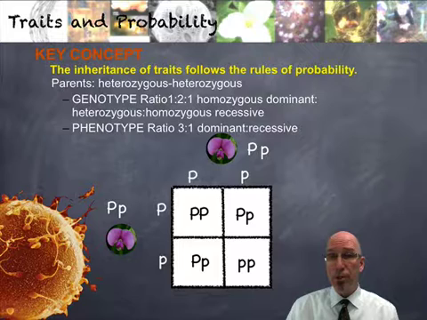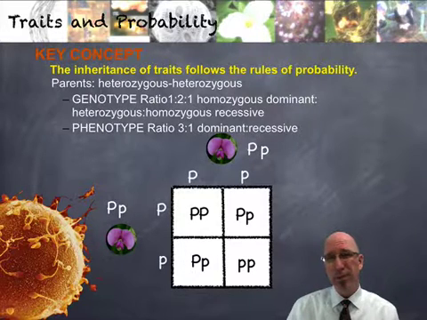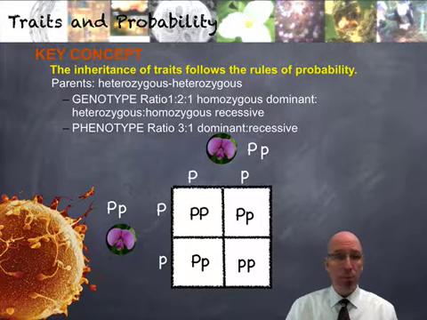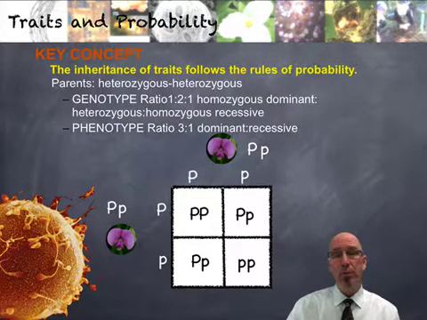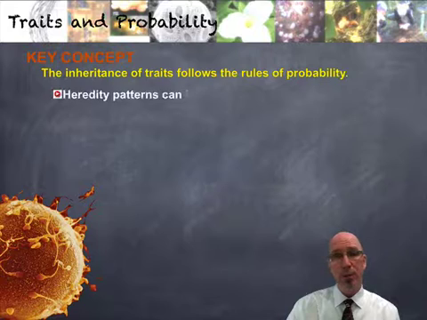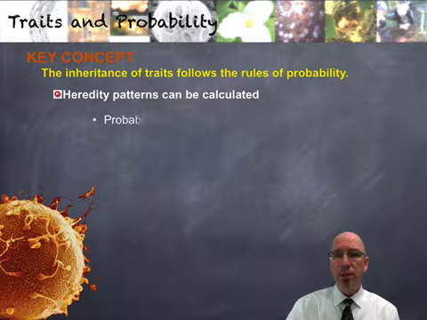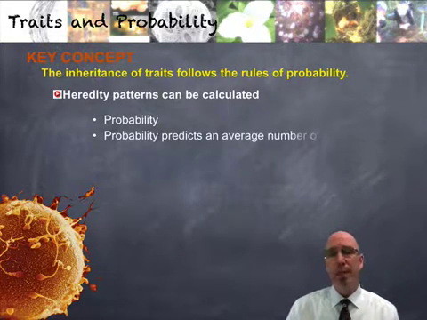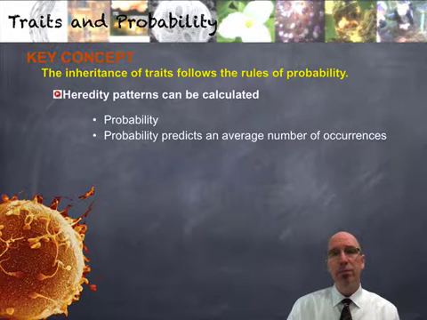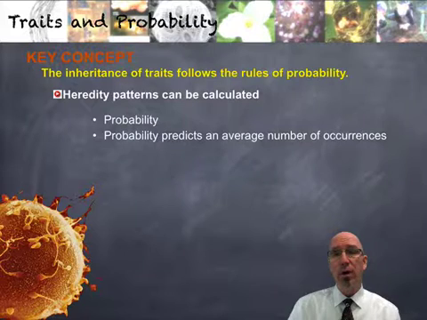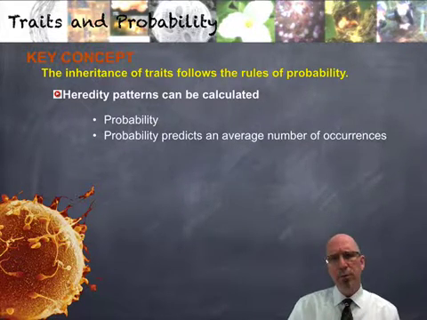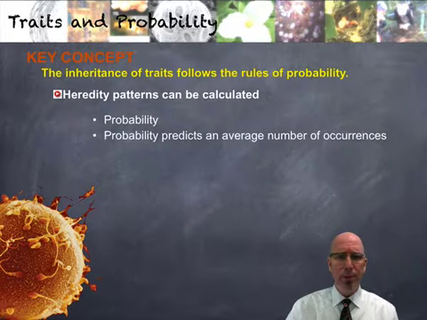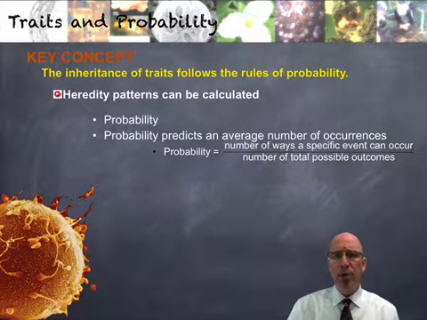The phenotypic ratio of which ones are pink or purple? There's 3 of them, right? So 3 are purple and 1 is white. So the ratio there is 3 to 1 for the dominant gene. You can calculate those using probability. And probability, some of you have talked about this, predicts an average number of occurrences. So in Face Lab, you flip the coins, you were dealing with predictions, and probability shows an average number of occurrences.